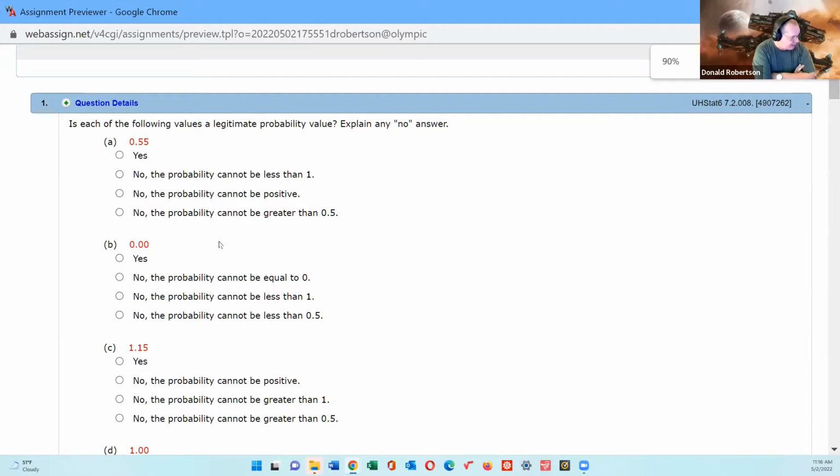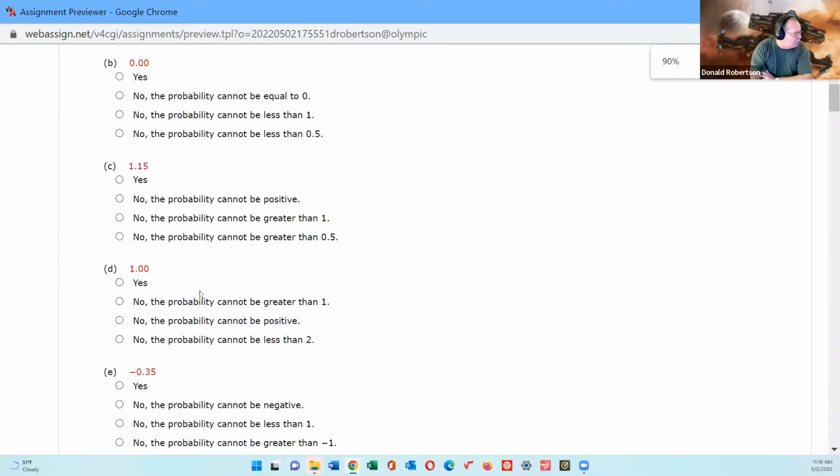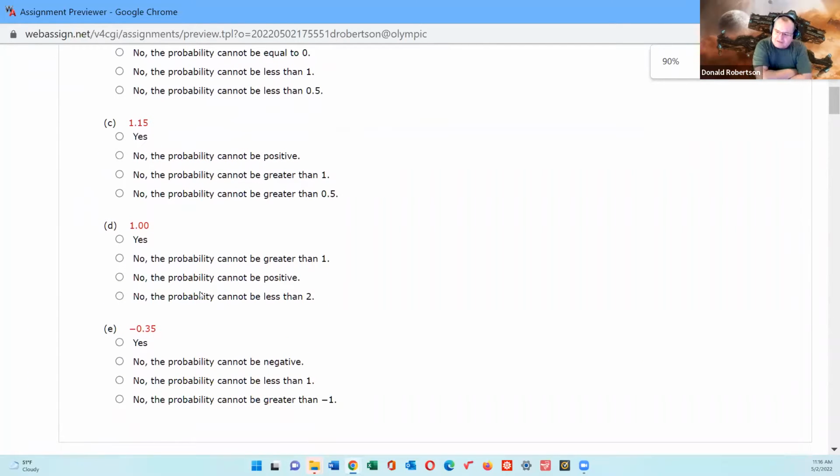Yes, that's the end of it. Or no, pick one of the reasons for why it's a no. 0.55, yes or no? It's in the range, you can do it. Is 0 a probability? Yeah. What about 1.15? Could that be a probability? Isabella, tell me which one of those three dots is why it's a no. It's no, the probability cannot be greater than 1. Great, remember the range of probabilities. 1 or 100%, if they've done percentages.